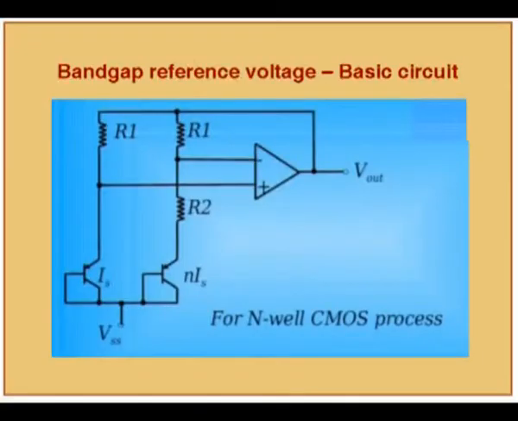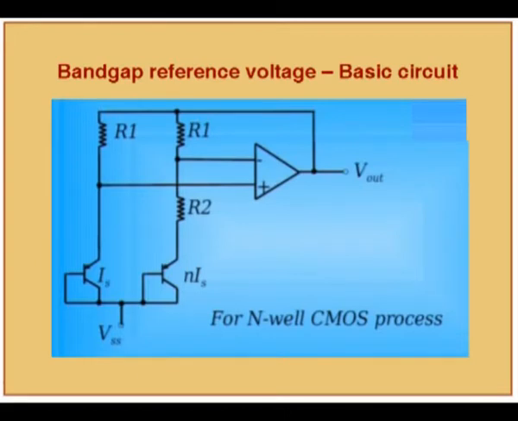Clear? See, this node and this node are the same, in the sense that they have the same potential. Physically they are separate, but they have the same potential, which is forced by this op-amp. So this is a loop, reaching here, and this voltage difference is 0. So the voltage across R2 is the difference between these two VBE. In this way we can generate that difference.